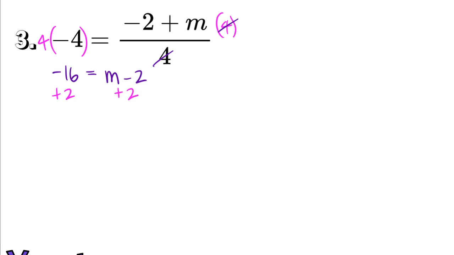On the left, we have negative 16 plus 2, which equals negative 14. And on the right, we have m minus 2 plus 2, so that leaves us with m. So m equals negative 14.